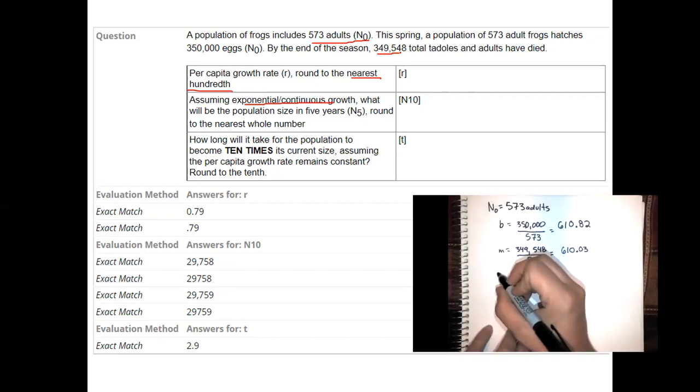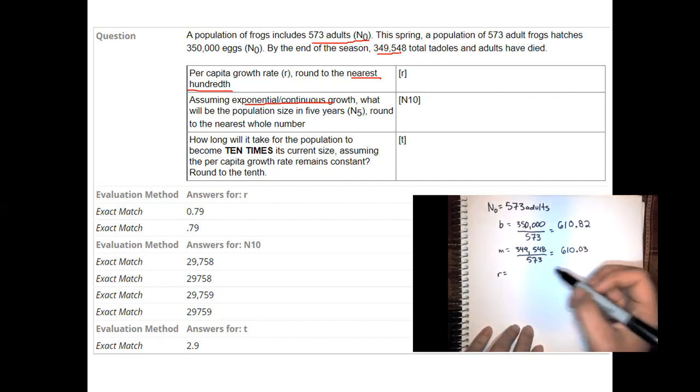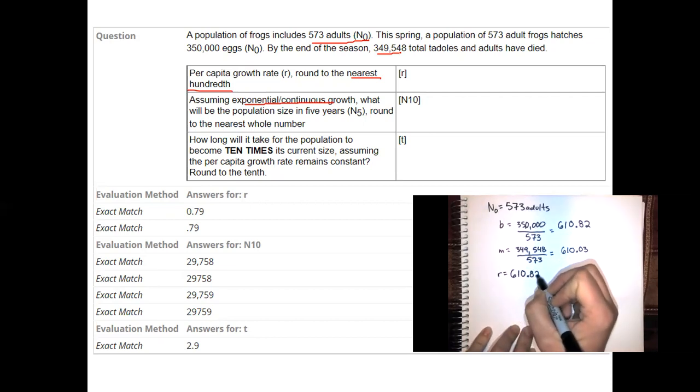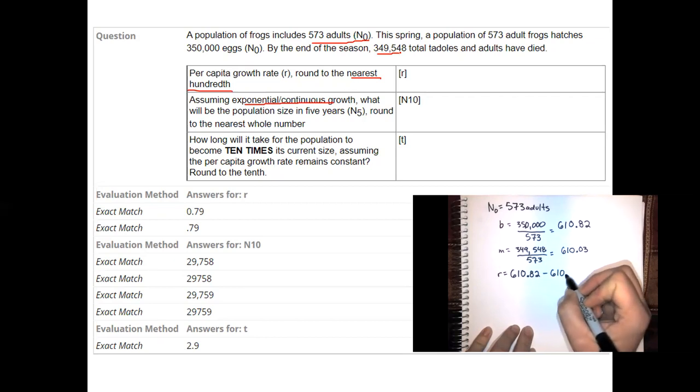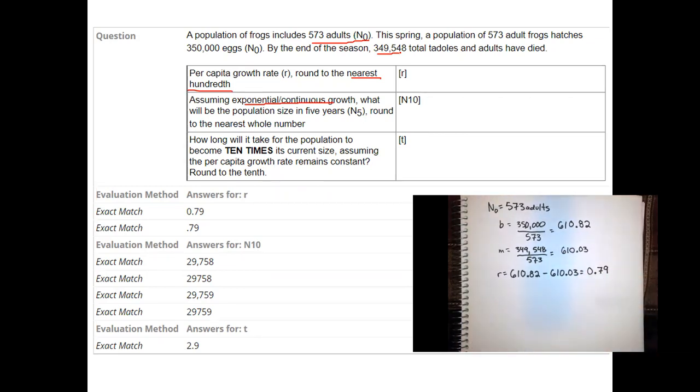So the per capita growth rate, which is what the question is actually asking you for, is B minus M, as we know, 610.82 minus 610.03. So these huge numbers, ultimately, it all boils down to a per capita growth rate of 0.79. And once again, rounding to the nearest hundredth here. So that is the per capita growth rate.